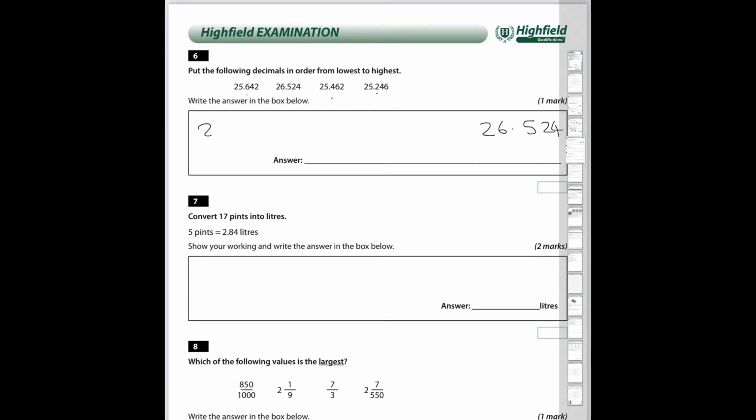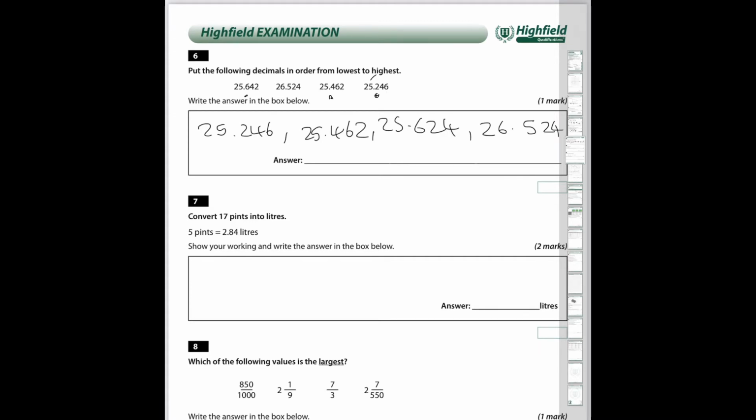So that's the lowest, 25.246, then 25.462, then 25.624, and then 26.524. It's easier to look at the highest number and work backwards from there. So the highest number, you've got 26. Once you've worked that out, you've got 3 left, which are 25 at the beginning. You look at the next number. So again, which is the highest of those, and then put them in your order from lowest to highest.